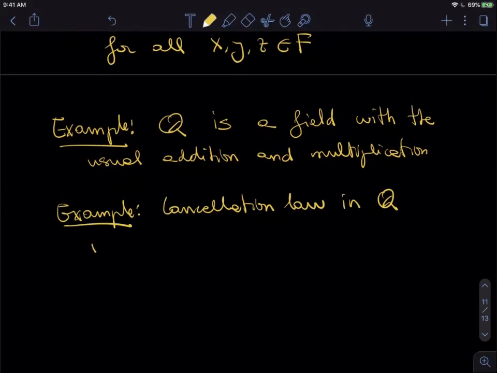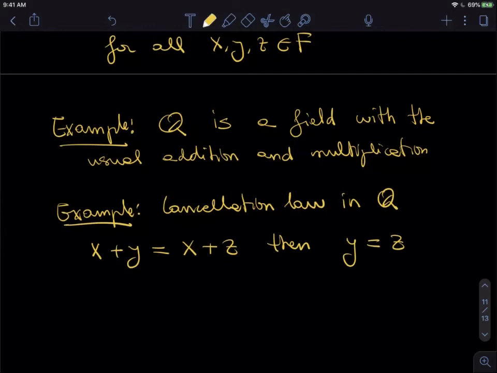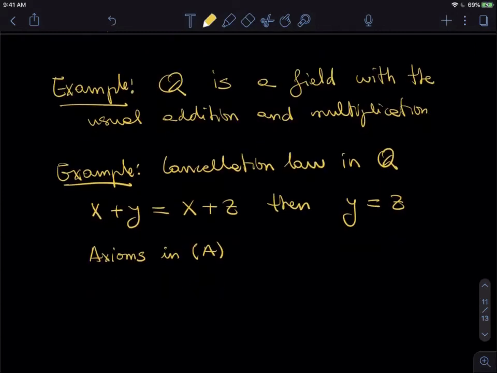So the cancellation law says that x plus y equals x plus z. If we have an equation like this, then what? Then y must be equal to z. Okay, we can cancel the x's. And this is obvious with numbers. We do it all the time, but we need to prove it using only the axioms of field. So because here we have only additions, we need to use the axioms for the addition, right? And we can write it like this.